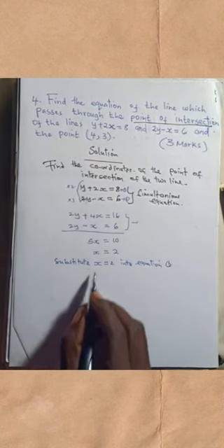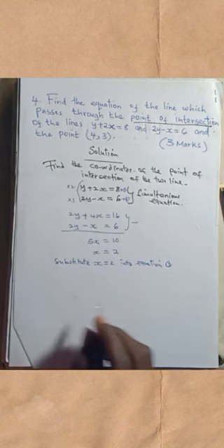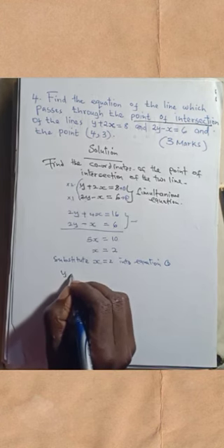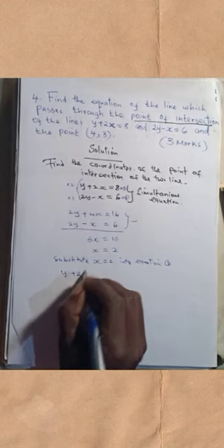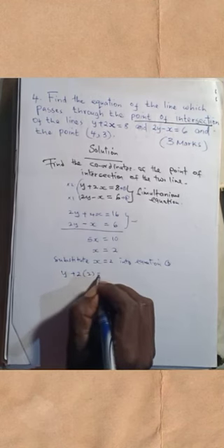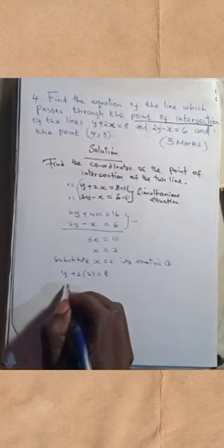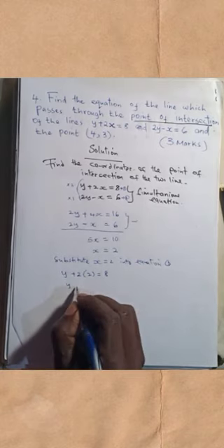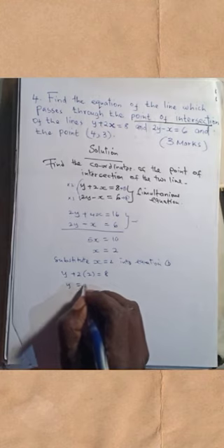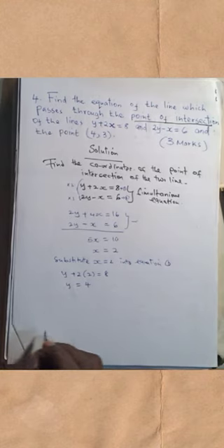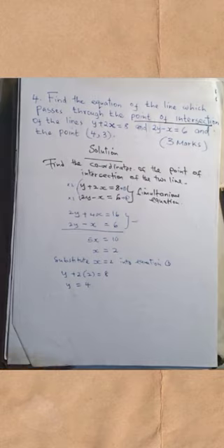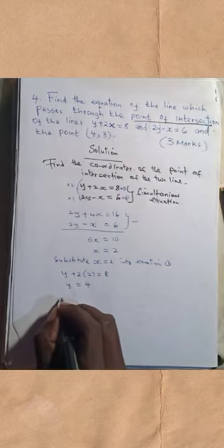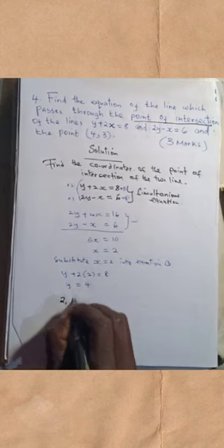So the value of x is 2. Into equation 1, you'll get y plus 2x, our value of x is 2, is equal to 8. So y plus 4 is 8. Taking 4 to the other side, y is equal to 8 minus 4. You remain with y is equal to 4. So the coordinates of the point of intersection are (2, 4). That one is the point of intersection.